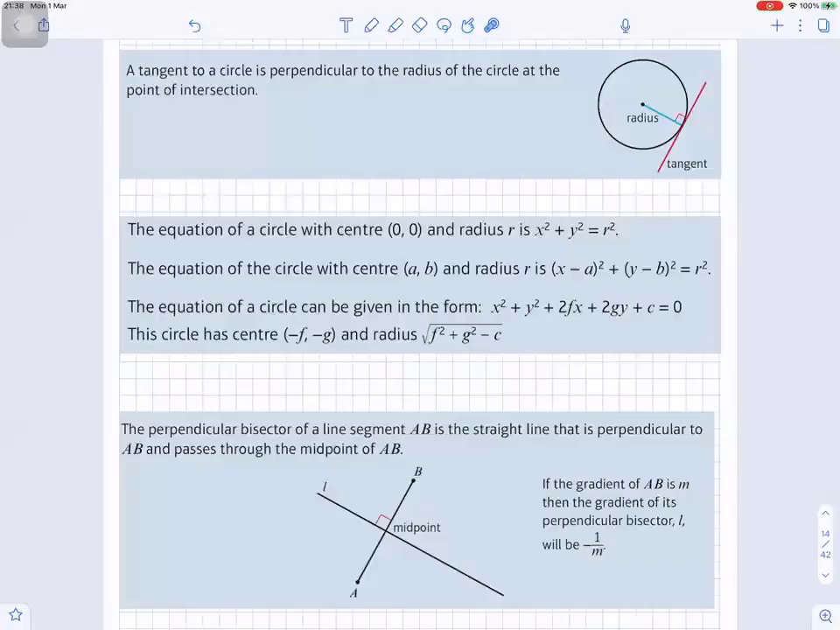So these are some of the key things about circles that we can use. A tangent to a circle is perpendicular to the radius. And the equation of a circle with center 0, 0 is x squared plus y squared equals r squared. And the equation of the circle with center (a, b) and radius r is (x minus a) squared plus (y minus b) squared equals r squared. That's the formula there. And if the gradient of AB is m, then the gradient of its perpendicular is minus 1 over m. So we might use some of these ideas. So it's very important to remember them.